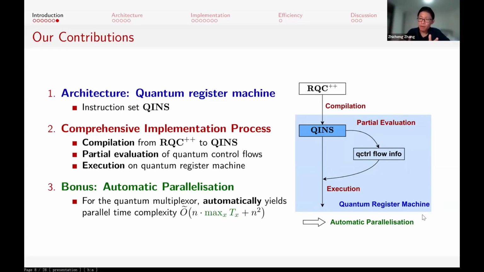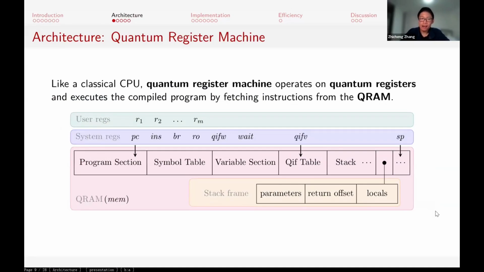And this additional information will aid the execution of the compiled program on the quantum register machine. The above implementation is actually efficient that it even offers some bonus. It can allow automatic parallelization of certain quantum algorithms, including the example of quantum multiplexer. It automatically yields a parallel time complexity proportional to the maximum of Tx. Okay, great. Now let us get into the details.